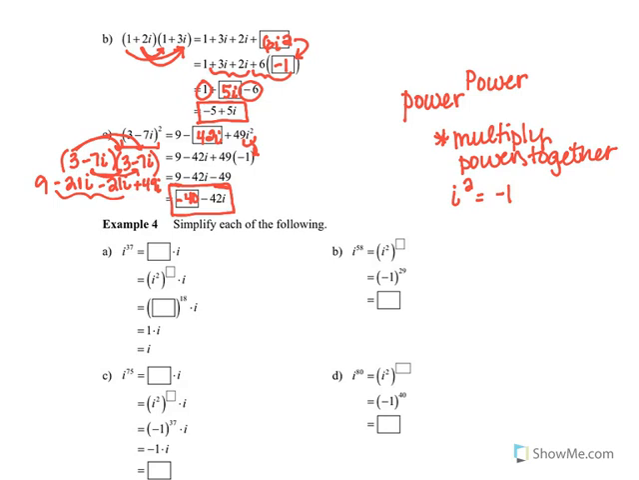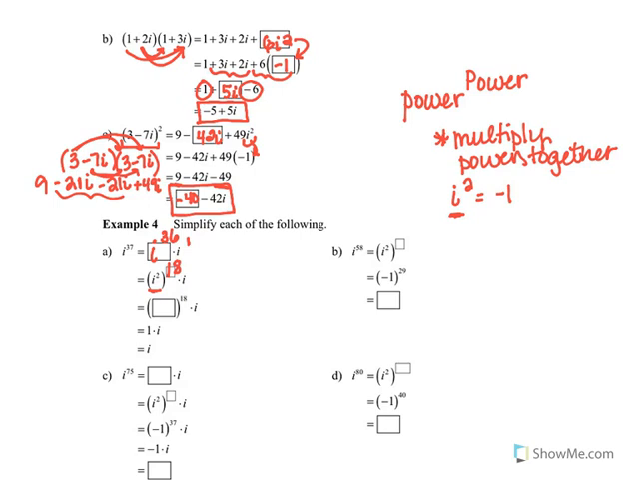37 divided by 2 is not an even number. So I'm going to write this as i to the 36th times i to the 1, because when I multiply my bases, I add my exponents. So 36 plus 1 is 37. Now I can write the power of 36 using a power of 2, because 2 times 18 is 36.